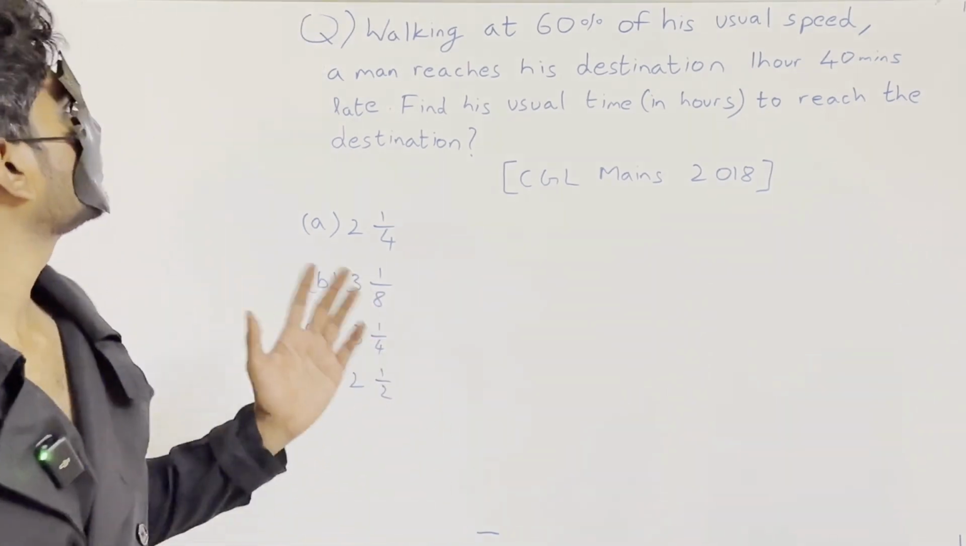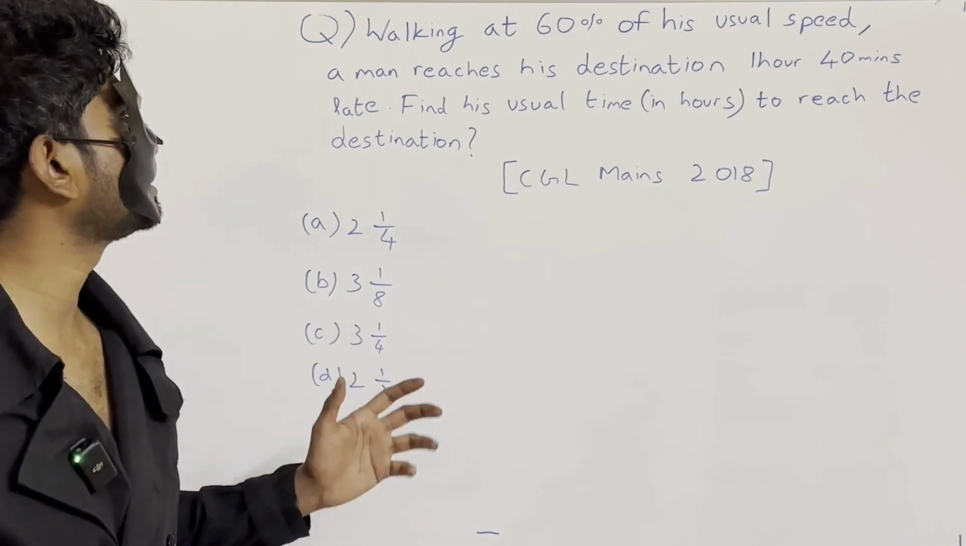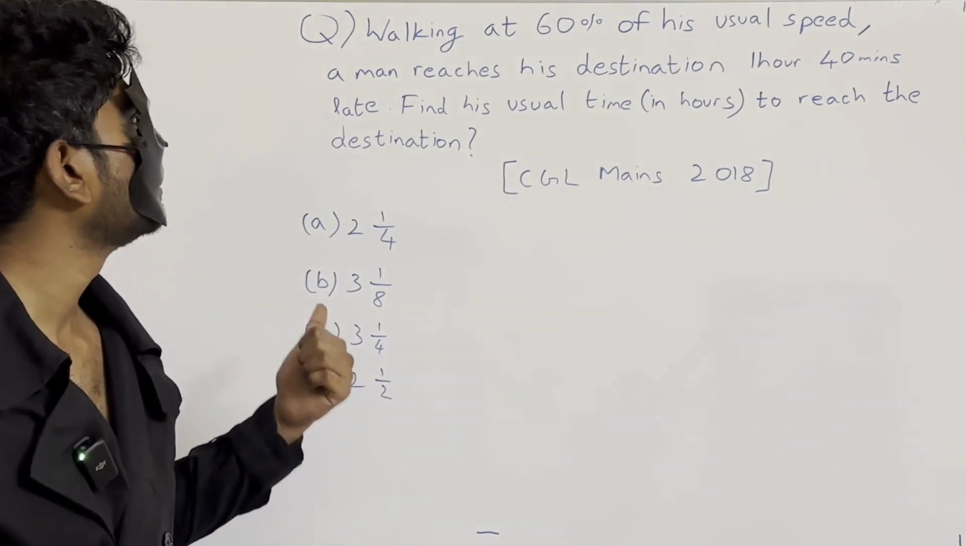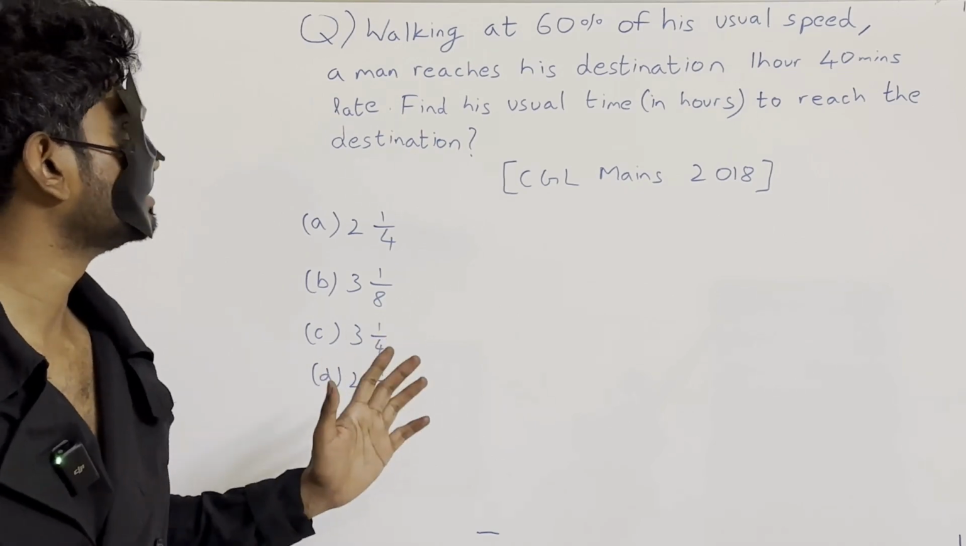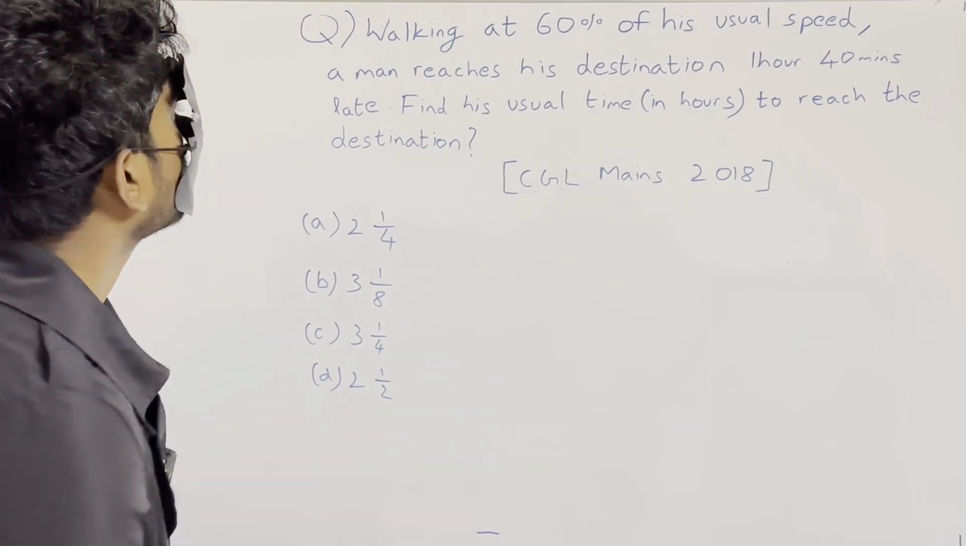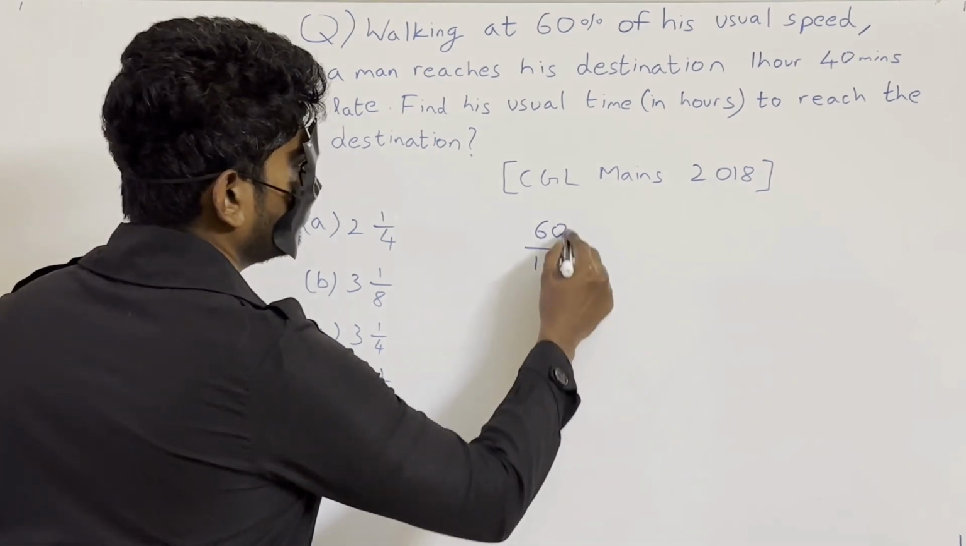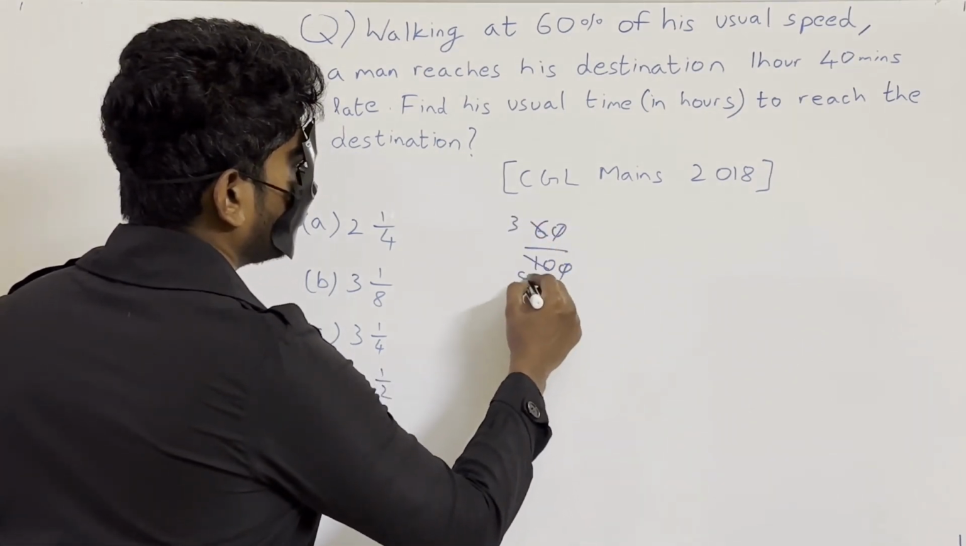So superhumans, next question is: walking at 60% of his usual speed, a man reaches his destination 1 hour 40 minutes late. Find his usual time to reach the destination. This was asked in CGL Mains 2018. To solve this question, 60% is nothing but 60/100, right? This is nothing but 3/5.